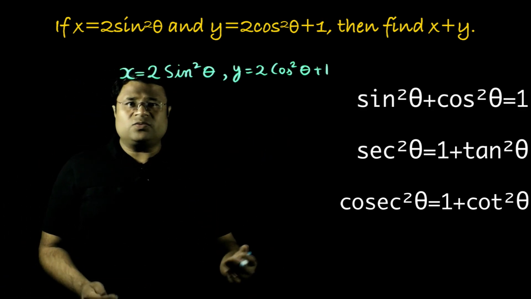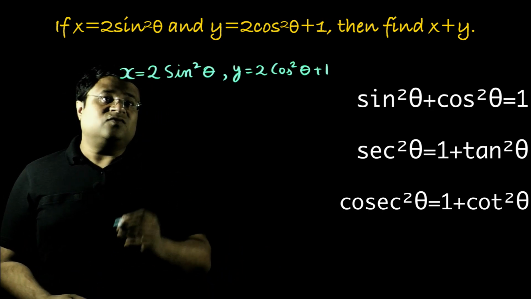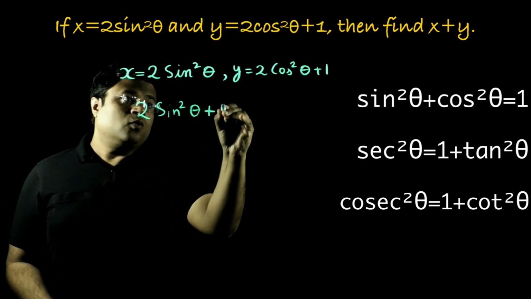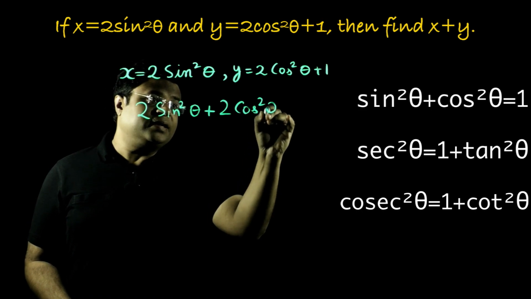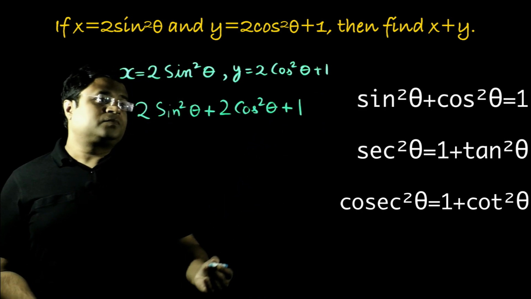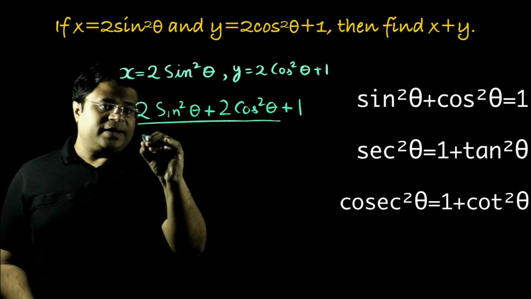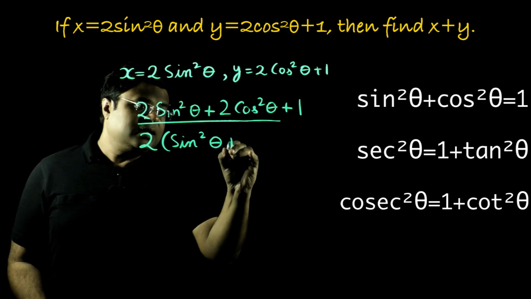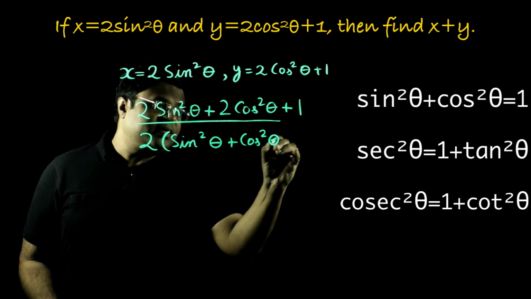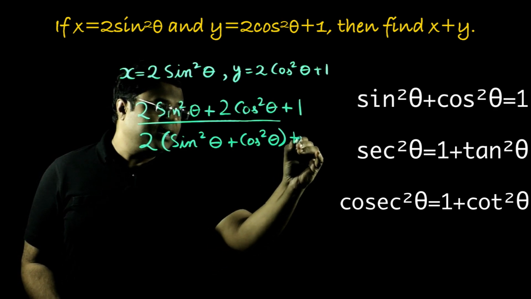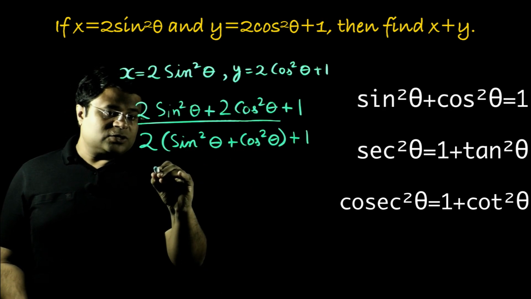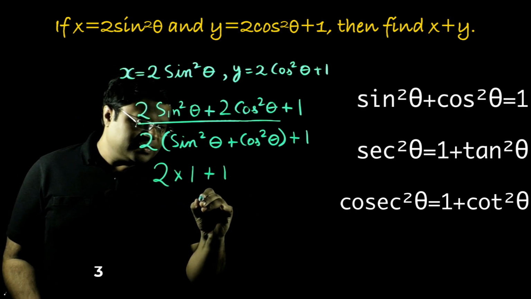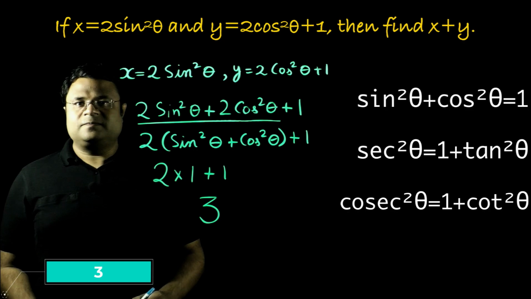So of course this is the easy question. We need to find the value of x plus y. So x is 2 sine square theta, y is 2 cos square theta plus 1. So from these two we'll simply take 2 common. We'll get here sine square theta plus cos square theta, okay, plus 1. Now sine square theta plus cos square theta is 1. So this is 2 plus 1. The answer is 3. Alright.